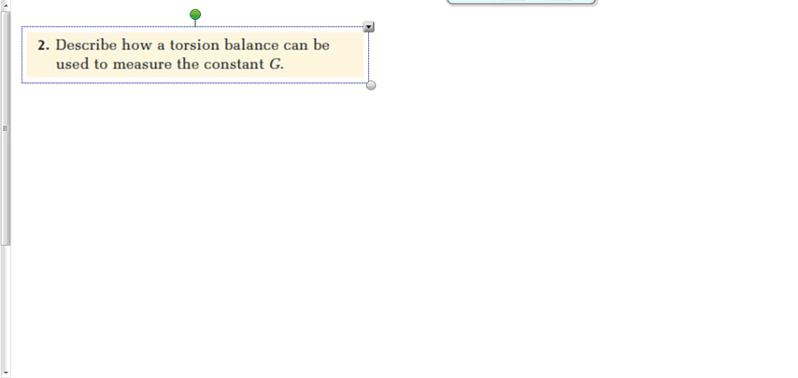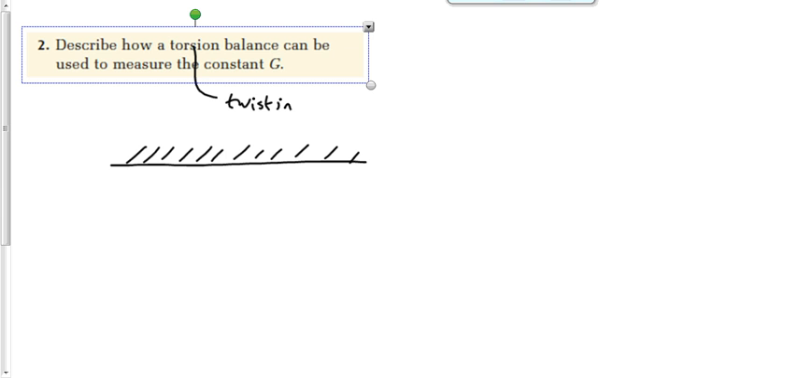All right, let's briefly go through that experiment again then. You remember that the word torsion means twisting. So if you remember that, then that's kind of your little hint as to what's going on with this experiment, the torsion balance experiment or the twisting balance experiment.